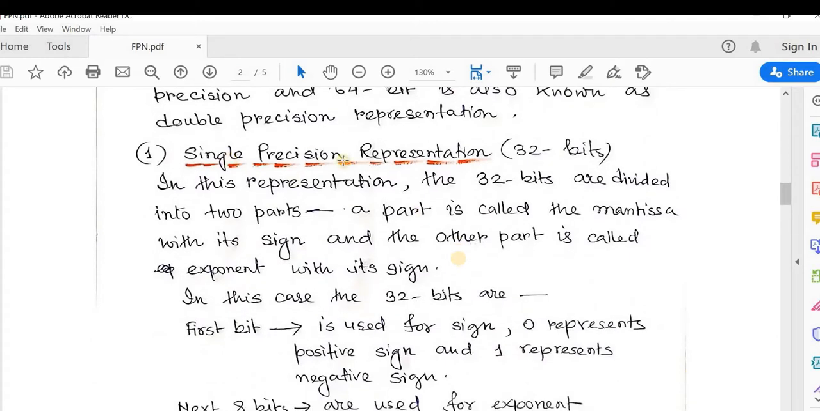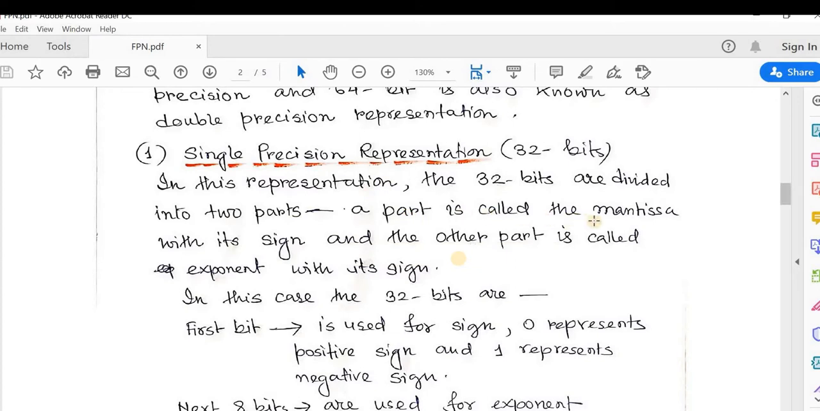It is also called single precision representation. Okay, 32 bit representation is also called single precision representation. In this representation, the 32 bits are divided into 2 parts. So floating point numbers represented in 32 bits in this case are those 32 bits are divided into 2 parts.